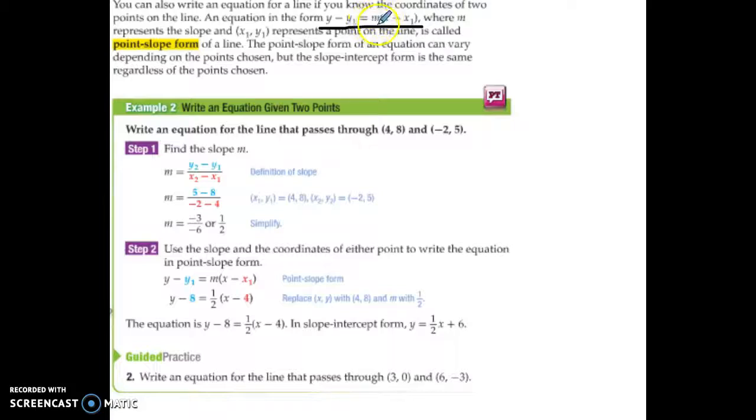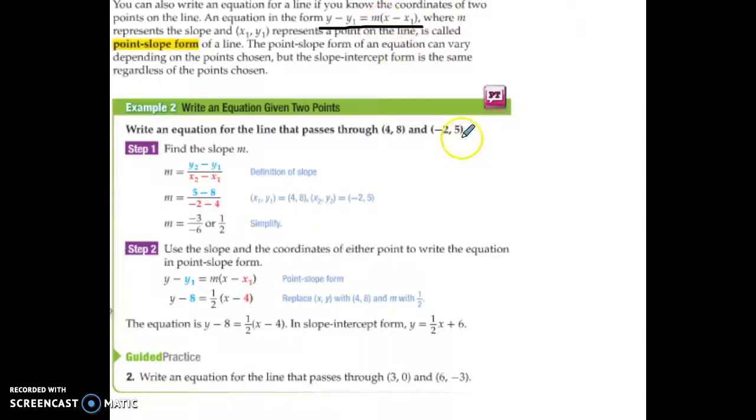Right there, whatever your slope is goes in front of these parentheses. And your y1 and your x1 are just one of your points, or a point on the line. Whatever your x number is goes here, whatever your y number is goes there. The y and the x here with no subscript by them are always there. Those don't change. You don't plug a number in for those.